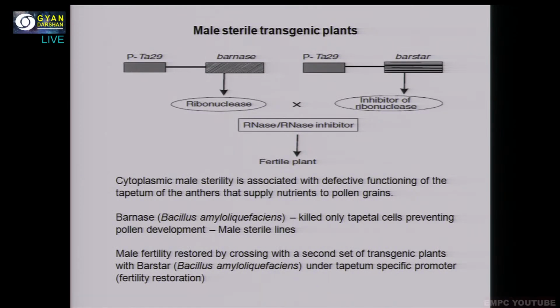But you might require to restore the male sterility as well. That means you might want to restore the fertility in the plant. For that, what should you do? You choose another gene which is called Barstar, and you overexpress this Barstar gene with the same promoter, the tapetum specific promoter, and in that way you can restore the fertility also. So male sterile plants can be generated using the Barnase gene, and if you want to restore the fertility, you can use the Barstar gene, and if you cross these two, then you can generate a fertile plant.